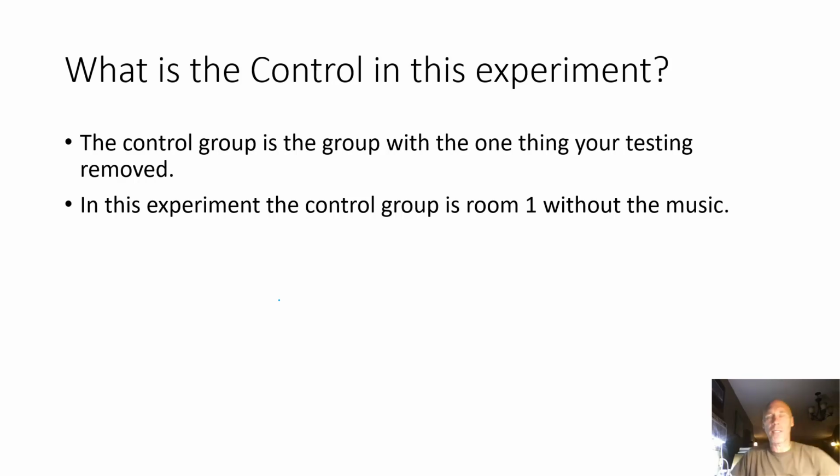Okay, a couple things we need to review. Remember the control. The control is the group with the one thing you're testing removed. So obviously in this experiment, the control is going to be room number 1 without the music. That's your control, okay? So it's the one thing you're testing that is removed. You have to compare it to something. So that's why you have a control in a good scientific experiment.